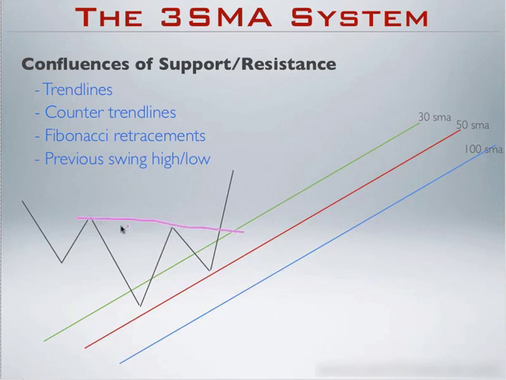You've probably heard this before. The concept of former resistance, once broken, may work as support once again. Price comes back down to retest that former resistance line. Now that it's broken, it may work as support, and price may bounce to the upside off that counter trend line, just as it may do off a trend line.